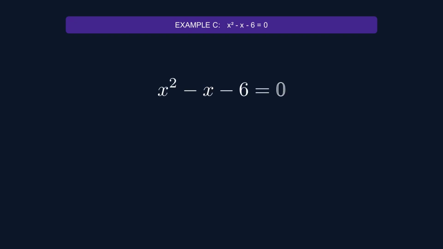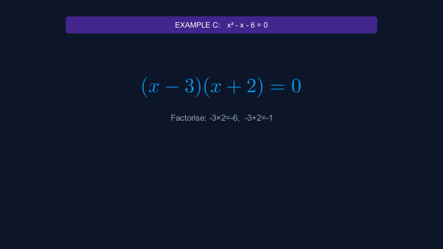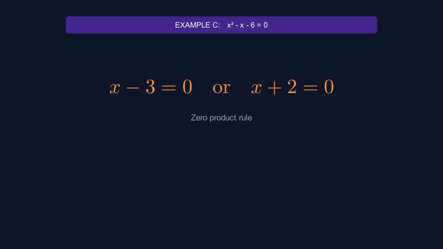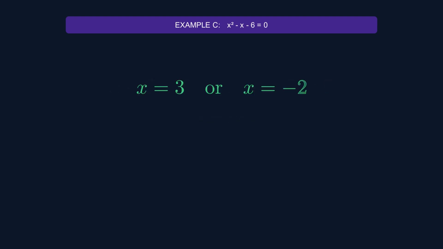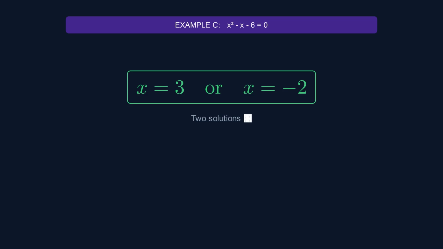Another example, x squared minus x minus 6 equals 0. We factorize. If you don't remember how to factorize, you can go back to the previous episode where I have explained how to factorize expressions. So our answer is x equals 3 or x equals negative 2.